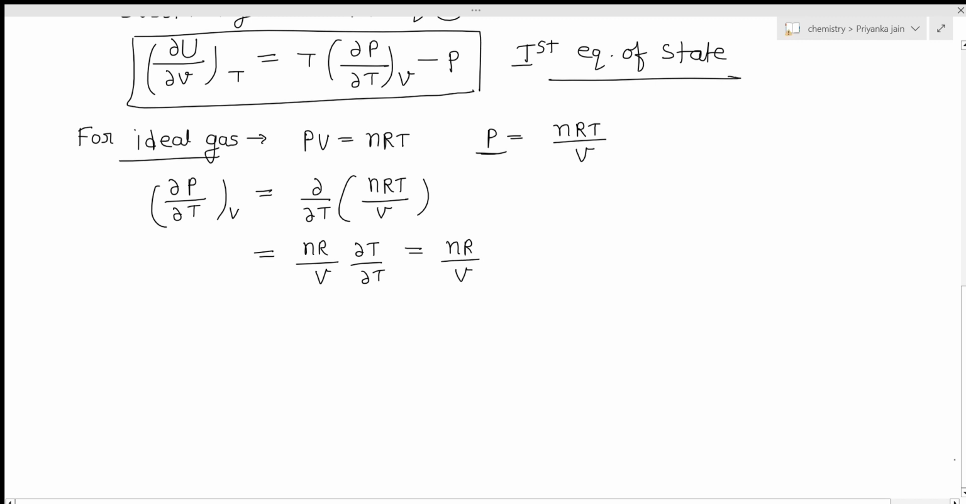Now we are substituting this value that we have found into equation number 2, the first equation of state.